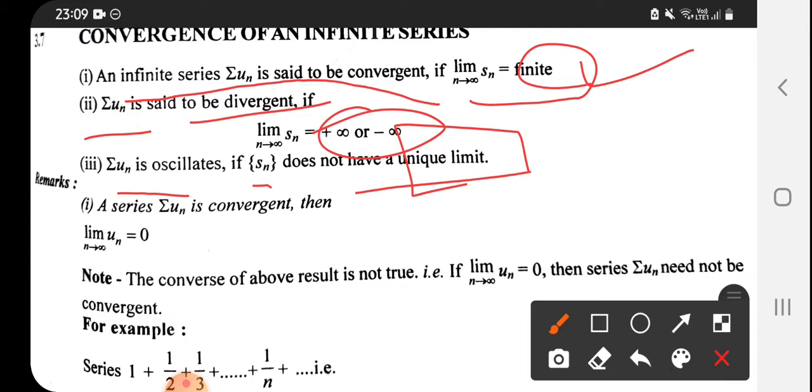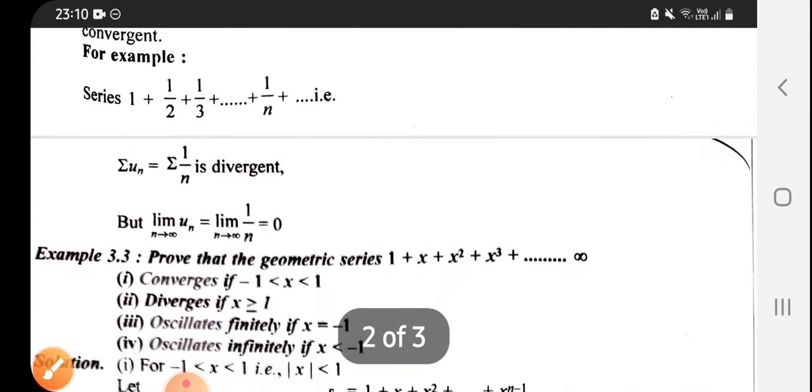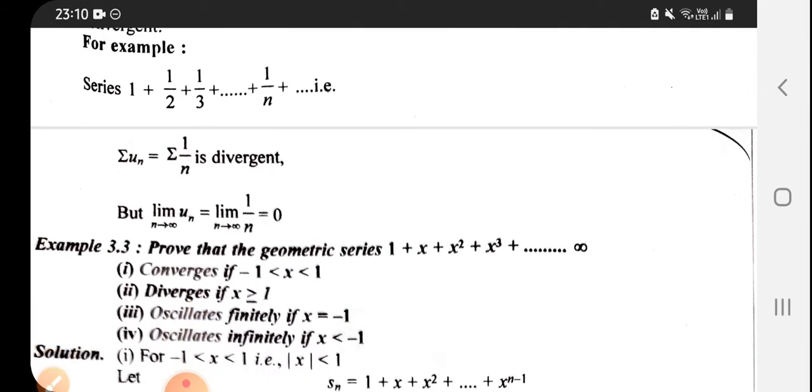Some remarks. If a series summation un is convergent, then limit n tending to infinity un is equal to 0. That means applying the limit n tending to infinity to the nth term gives 0. The converse of the above result is not true. That means if limit n tending to infinity un equals 0, then the series need not be convergent. For example, as n tending to infinity 1 upon n is equal to 0, but this series is a divergent series.